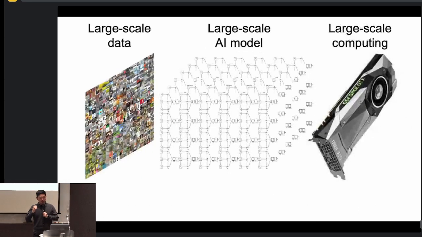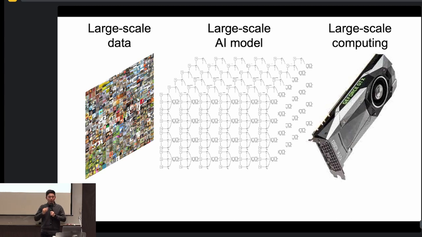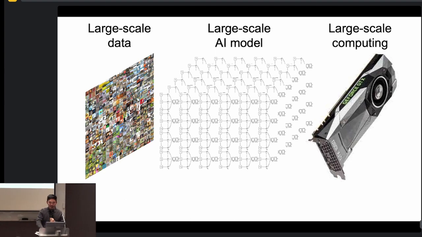So, large scale data and large scale computing. That's important in the deep learning paradigm. So I hope you get good insight into the AI industry. Yeah, thank you.